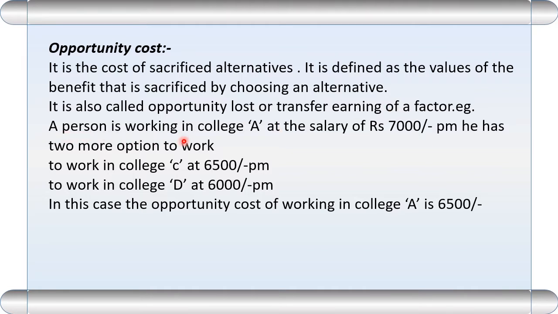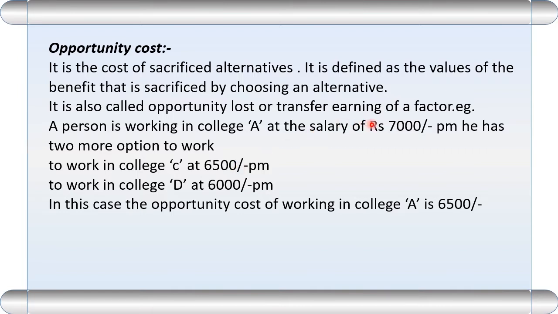See, a person is working in a college A. There he is getting the salary of 7,000 rupees per month. He has two more options. Number one, he can join college C and the college C will pay him 6,500 rupees per month. He can also join college D that will pay him 6,000 rupees per month. Since Mr. A has opted college A, if he had not opted for college A, then he might have had the choice of college C. And if he joined college C, the salary which he might be getting will be 6,500 rupees. So here the opportunity cost is 6,500 rupees.